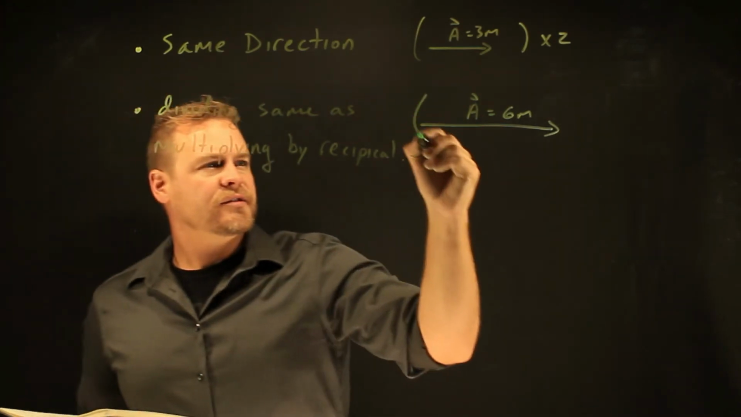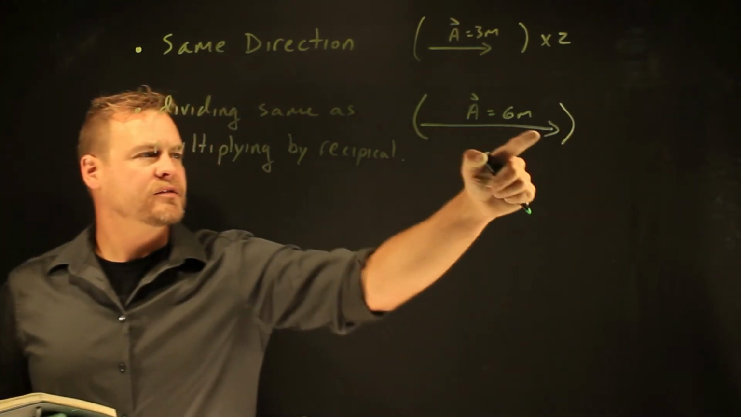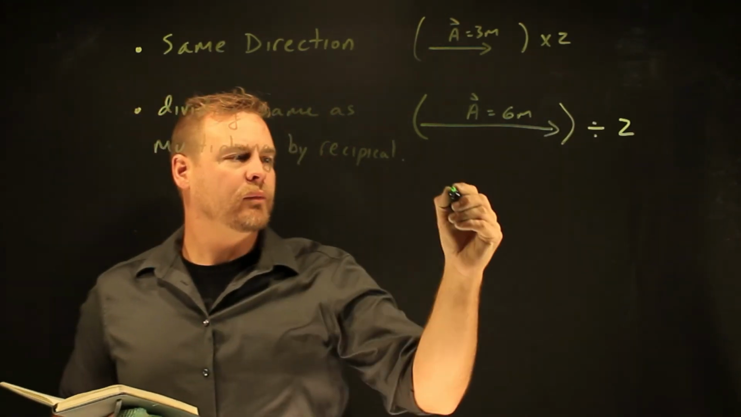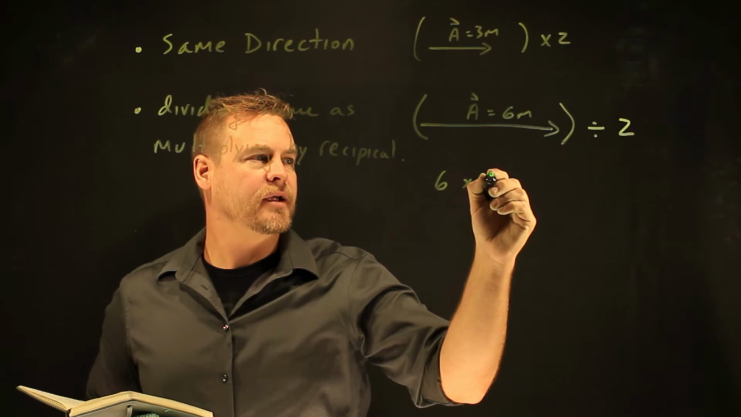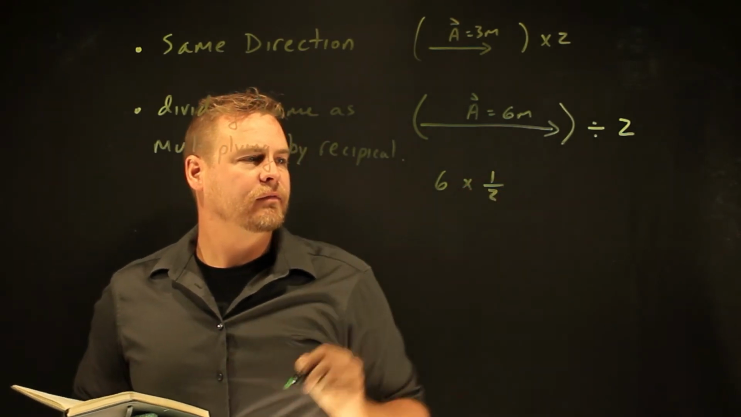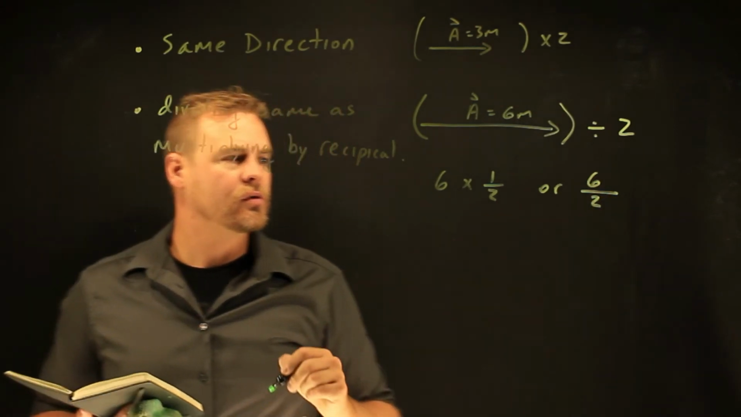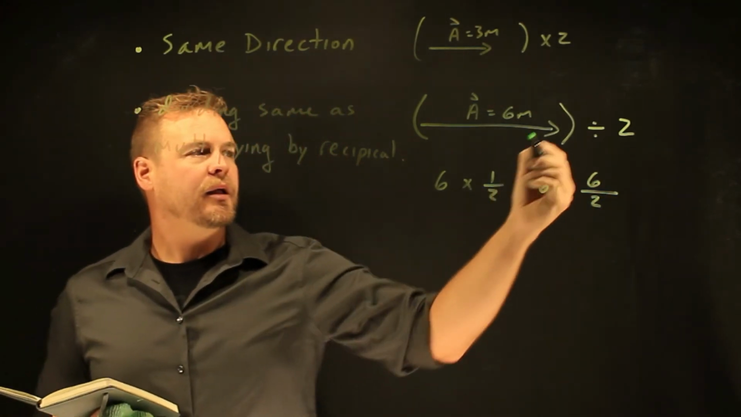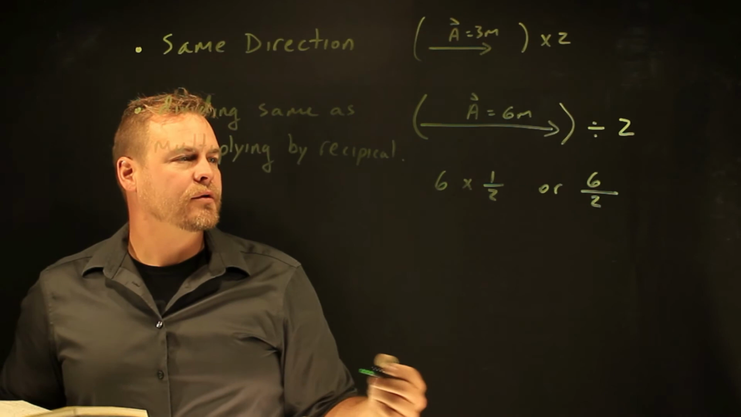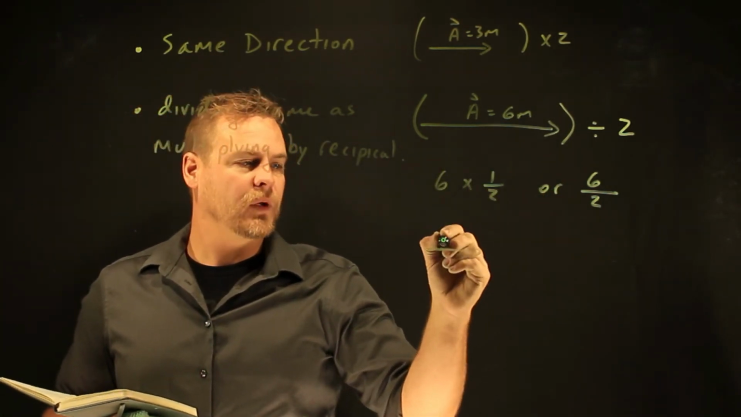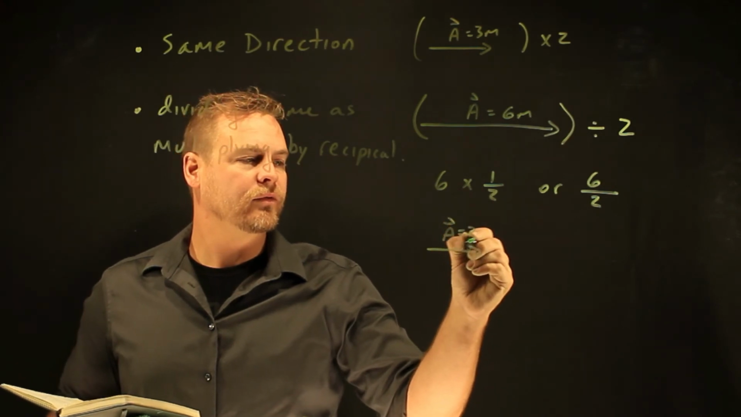If I could take this same example where A is now 6 meters and I want to divide by 2, right? What I'm really doing is 6 times 1/2, or 6 divided by 2. Those are the same thing. And so if I divided 6 meters, the direction stays the same. I would just now be back to my original A equals 3 meters.